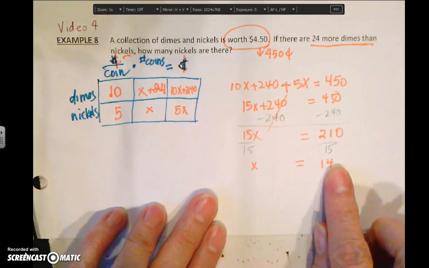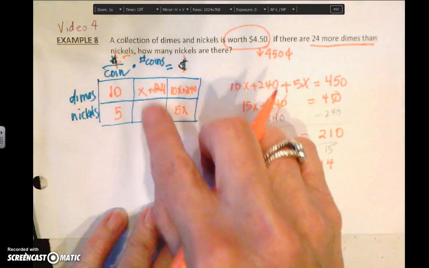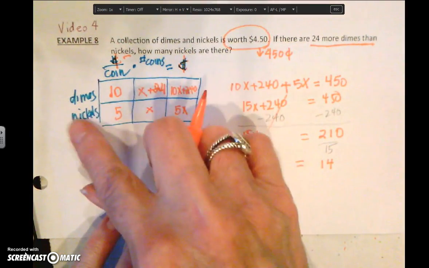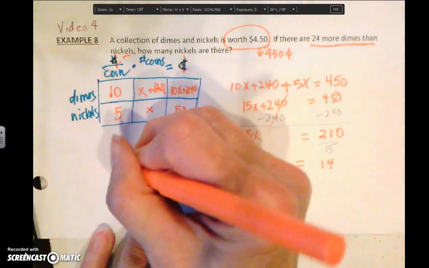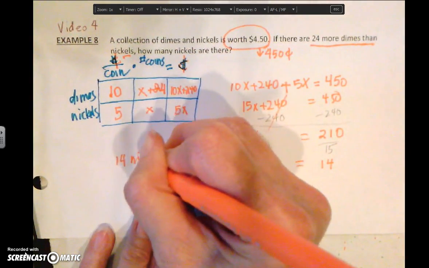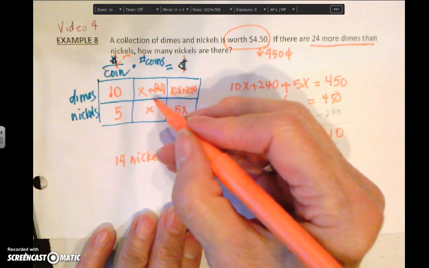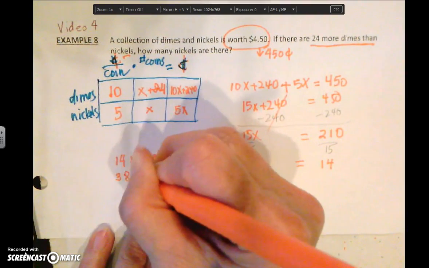So 14 what? Let's go back and see. If I put my 14 in here, I see that that's the number of coins, so the number of nickels I have. So I have 14 nickels. And I also have 14 plus 24, so that's 38 dimes.